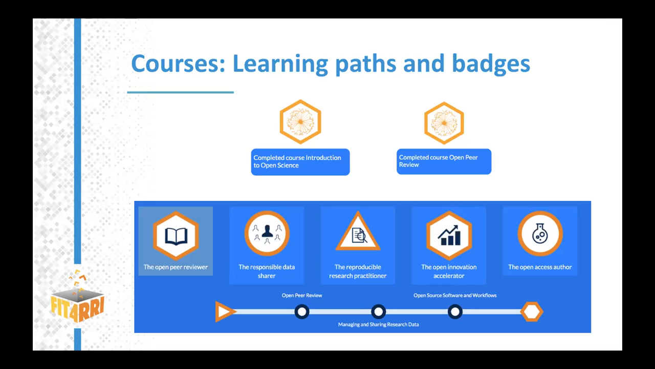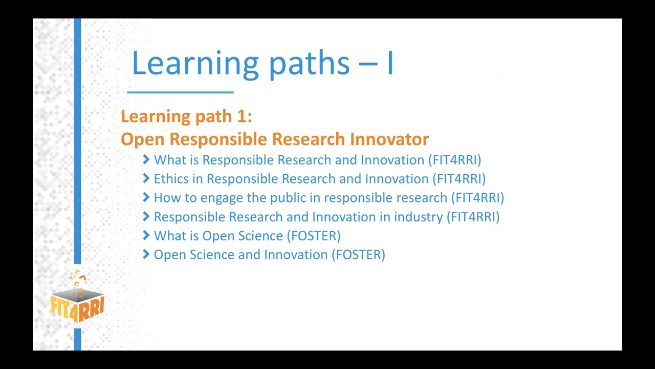And when a user logs into the course, this means that the progress during the course is being tracked, and this means that the user can gain those badges, which at the end can be combined together so that the user receives badges for the learning paths that they have fulfilled. So, for example, we have created four different learning paths. And the first one, the Open Responsible Research Innovator, is the ultimate learning path that someone can have.